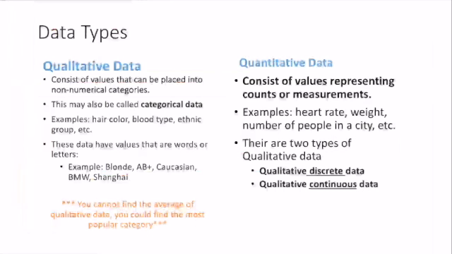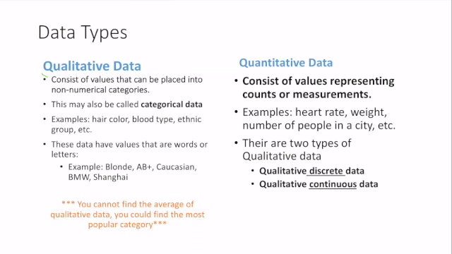And those are also called qualitative and quantitative data. So qualitative data looks at the qualities of a variable, right? So it consists of values that are placed into categories. Examples, hair color, blood type, ethnic group. The data in the values are words or letters. Quantitative data consists of values representing counts or measurements, so like heart rate, number of people in a city, weight, and anything we can assign a number to. There are two types of quantitative data. There's discrete data and continuous data, okay?